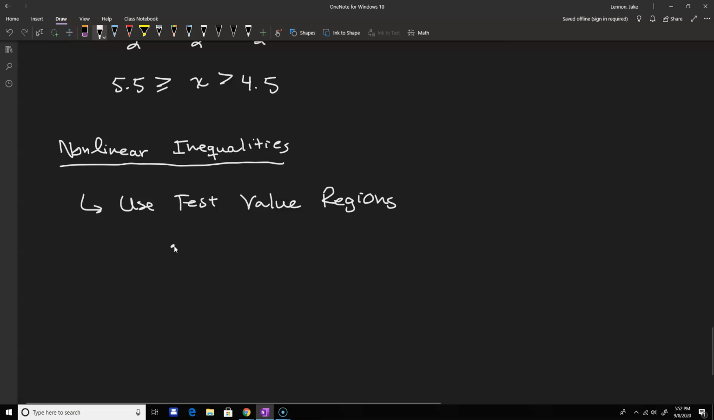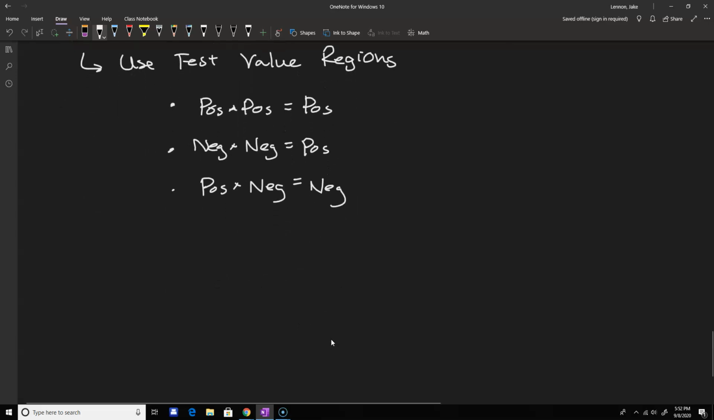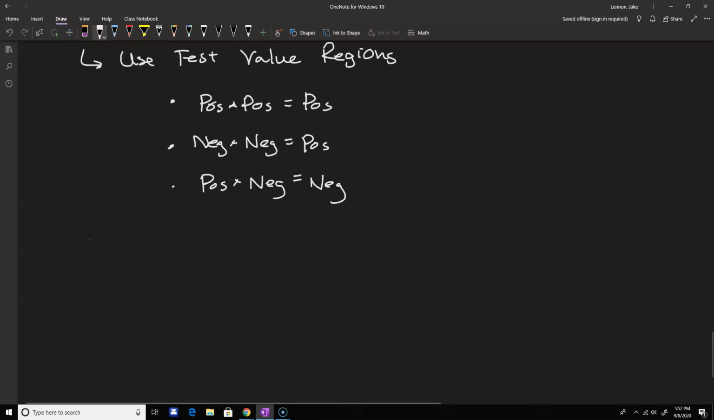Essentially what it boils down to is we know a positive times a positive is positive. A negative times a negative is also a positive. And we know that a positive times a negative will come out to a negative. So we can break things up to figure out whether these things are going to happen. So let's look at an example.